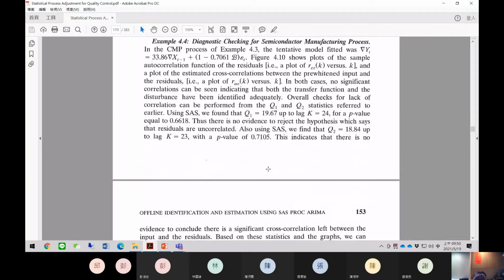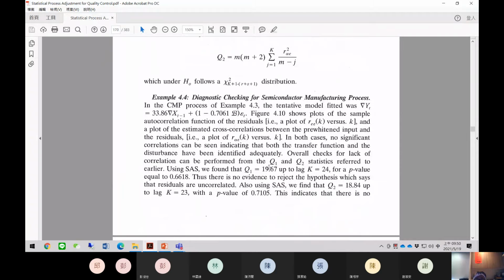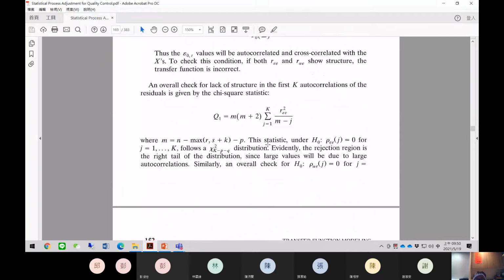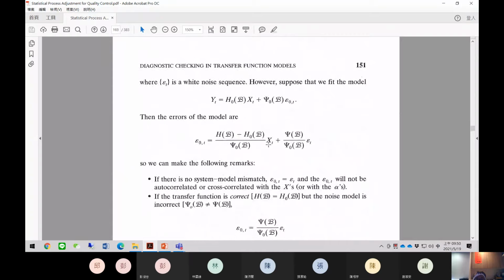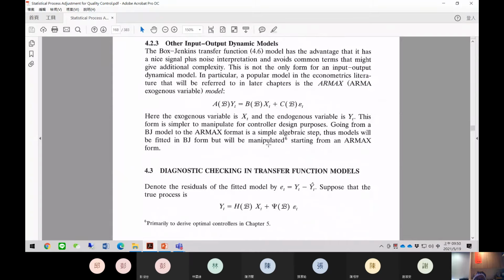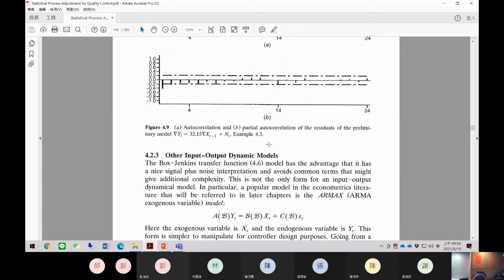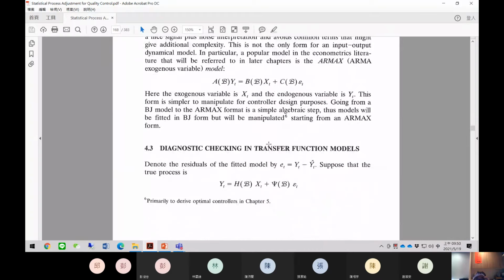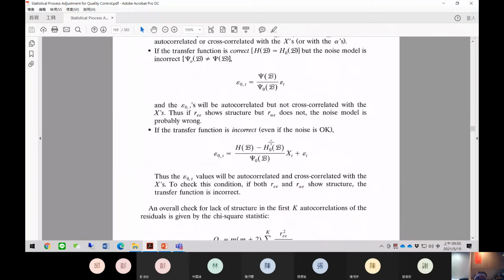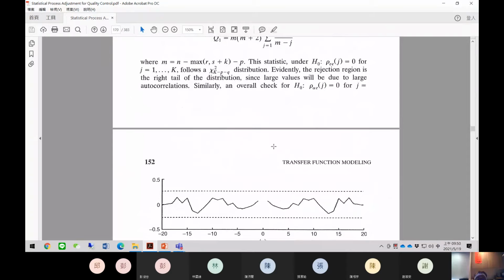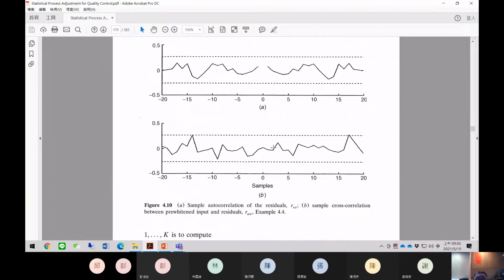So let me see that. Do we have an example? No, it doesn't show. Okay, let me see that. If I can find that, no.